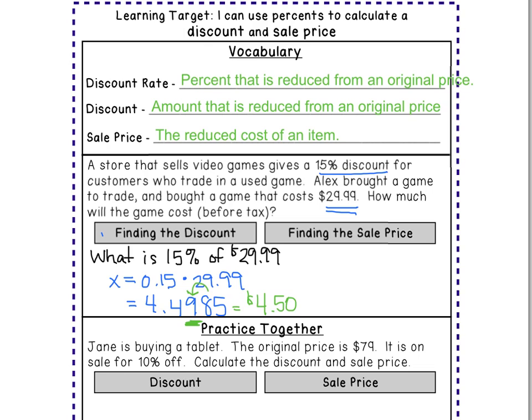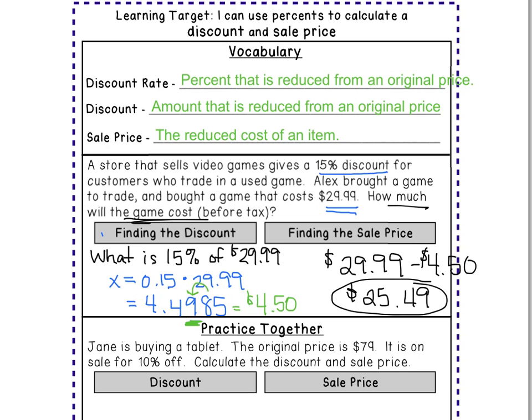Now to actually find out how much the new game will cost, after the savings of $4.50, we're going to take that $29.99, the original price of the item, and subtract how much money we saved by trading in our old game. So we saved $4.50 from that $29.99. Let's go ahead and subtract them in your calculator. And you're going to find out that Alex is actually going to pay $25.49 for his game rather than the full $29.99.